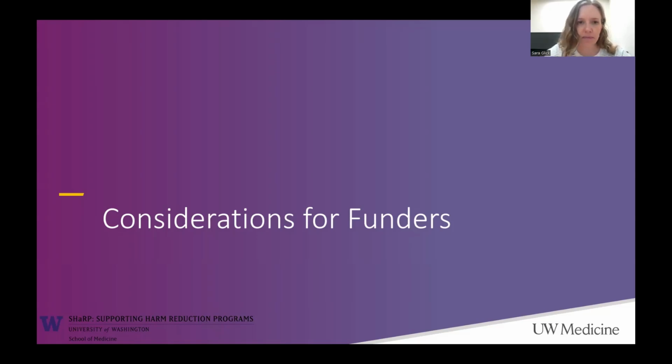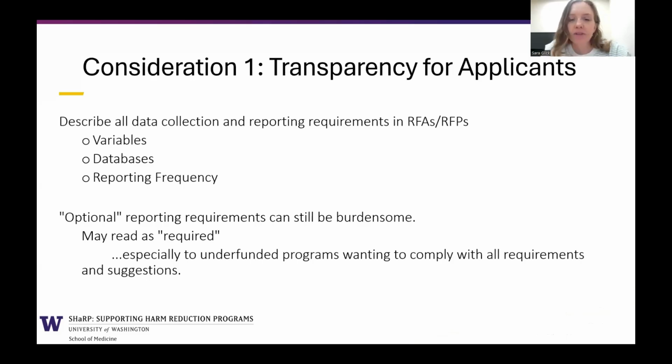So, next slide, please. So our first consideration is transparency for applicants. And so what we're asking from funders is to please include information on the data that you will require as part of funded projects, how you'll require it, and how often it will be required when you are putting out your calls for applications and proposals. This allows applicants to better assess if the data requirements for the grant will work with the data that they are already collecting. It also helps them think about how much time they may need for monitoring and evaluation in their budget.